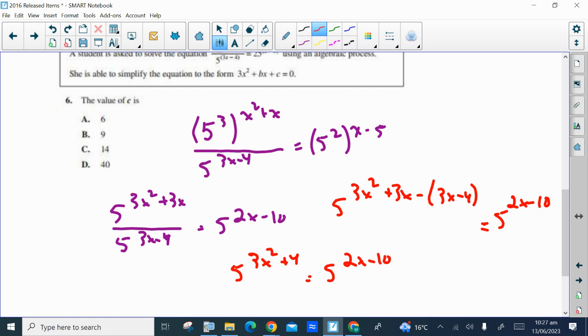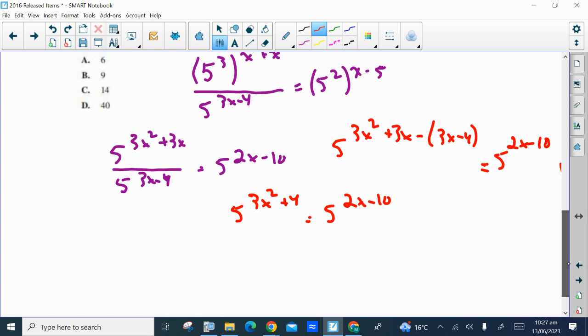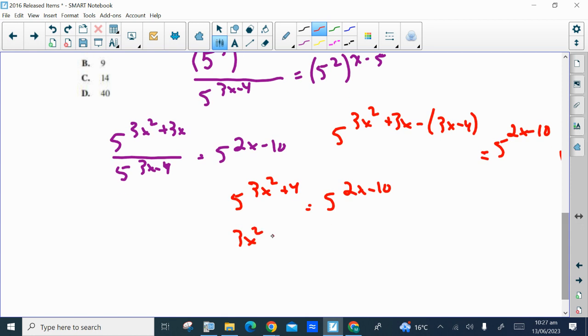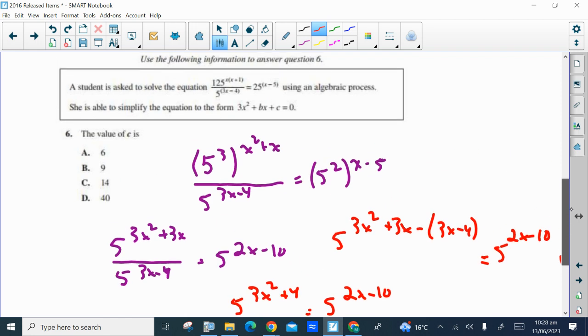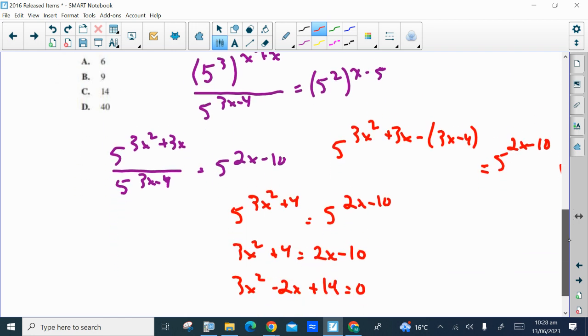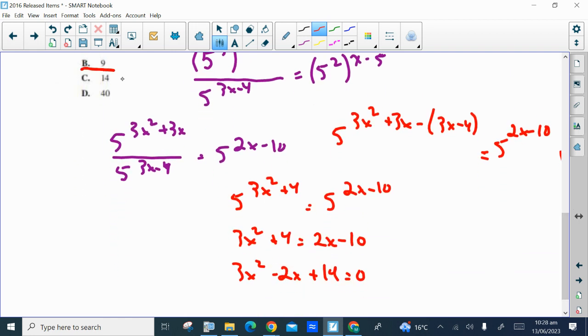This is an equation. Using the principles of equations, if the bases are equal, the exponents will also be equal. So the 3x squared plus 4 will equal 2x minus 10. And then we want to write a quadratic equal to 0, and this is where we'll get our answer from. So we're going to subtract the 2x from both sides, and then we add 10 to both sides. We get plus 14 equals 0, and that's the number we're looking for. The value of c, the constant, is plus 14. So C is the correct answer.